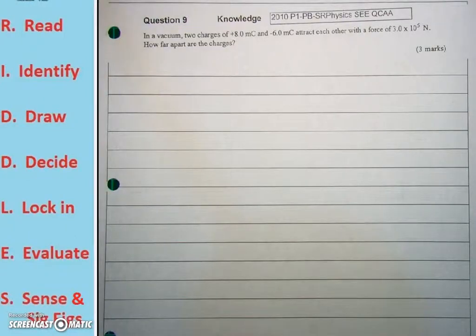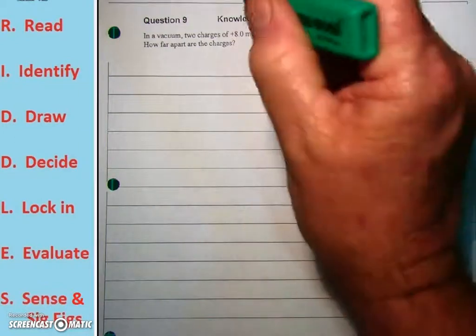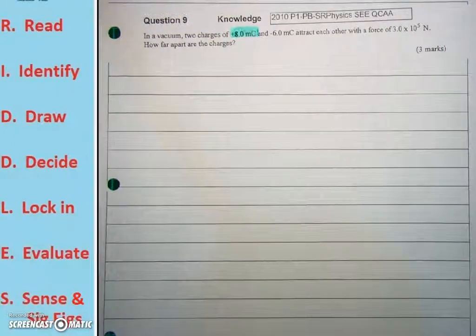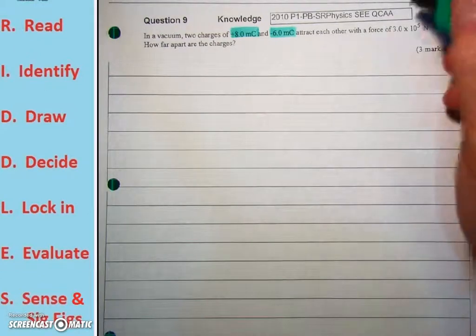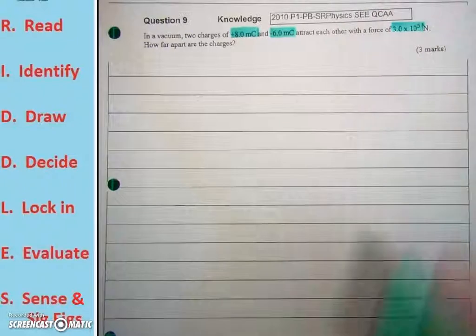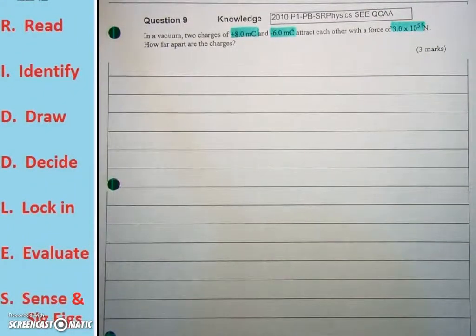2010 Physics Paper 1, Part B, Question 9. Let's read and identify. In a vacuum, two charges, plus 8 millicoulomb and -6 millicoulomb, attract each other with a force of 3 by 10 to the 5. How far apart are the charges?